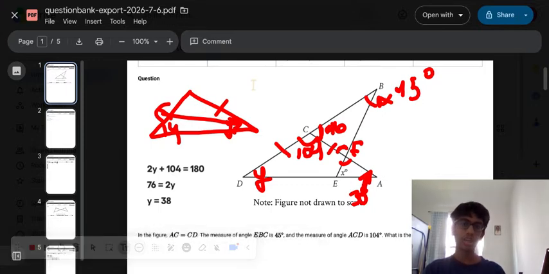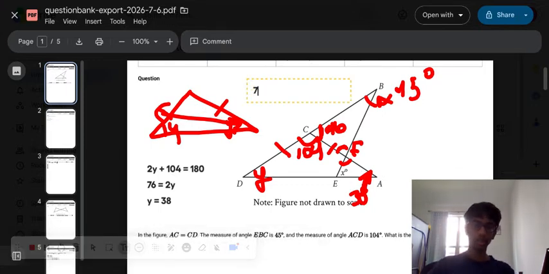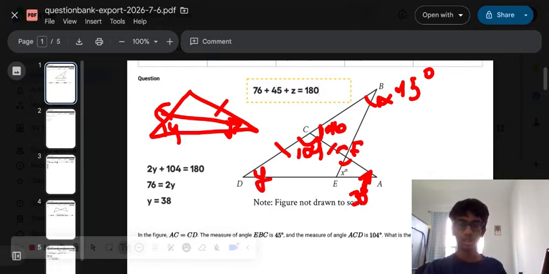So we can figure out what that angle is by adding them up. 76 plus 45 plus Z is equal to 180. Doing the math, give me 1 second here. 76 plus 45, 180 minus, yeah. So we get Z is equal to 59. Now we have two angles of our triangle, Z and Y.